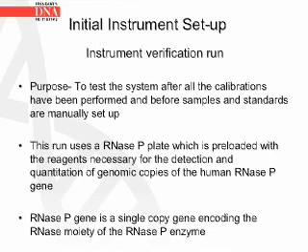The last part of the initial instrument setup is the instrument verification run. The purpose of this is to test the system after all the calibrations have been performed and before samples and standards are manually set up. This run uses a RNase P plate, which is preloaded with the reagents necessary for the detection and quantitation of genomic copies of the human RNase P gene. The RNase P gene is a single copy gene encoding the RNase moiety of the RNase P enzyme.